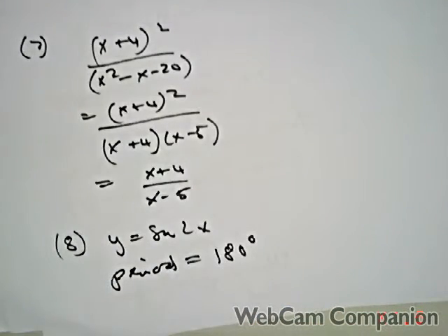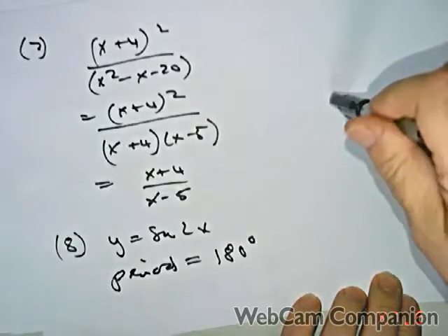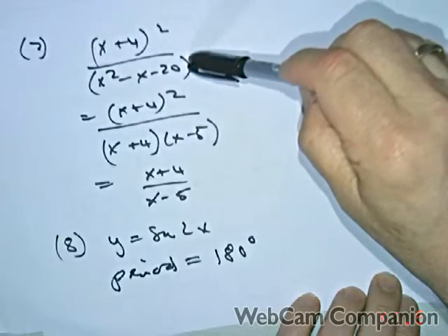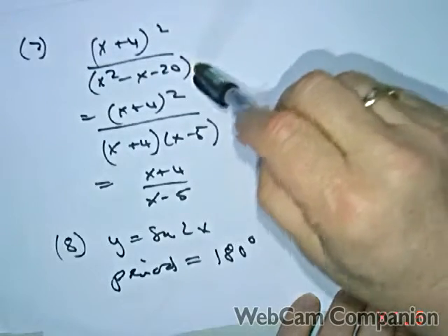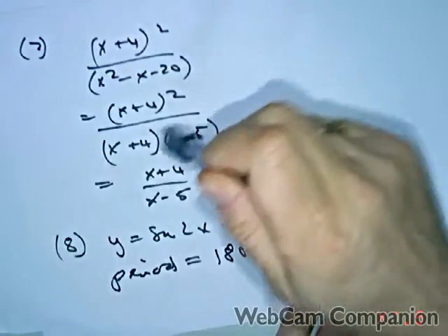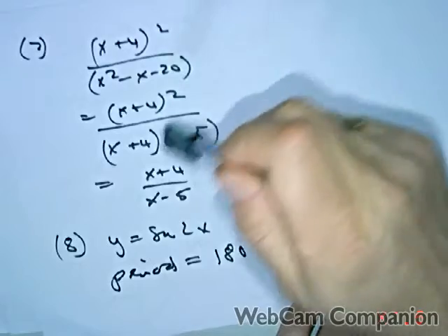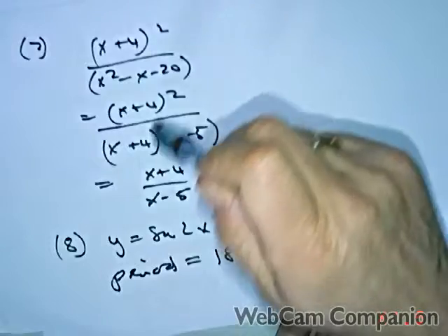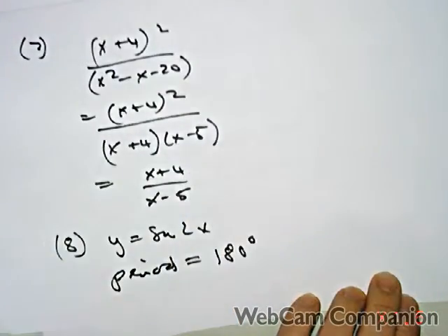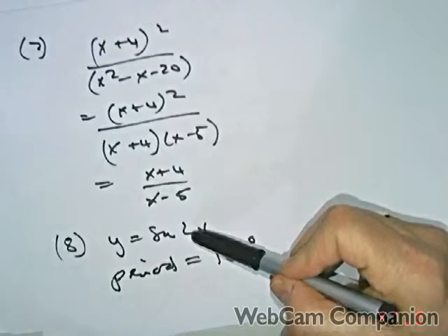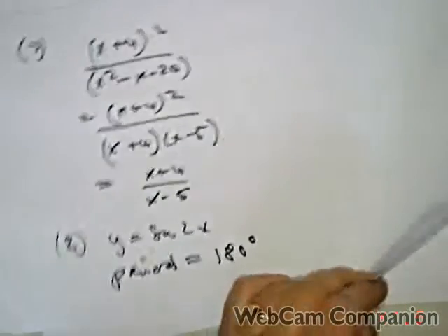So now we go on to question 7, which is the algebraic fraction. The clue here is x plus 4 squared, and that helps you factorise the bottom here, which is a trinomial, and one of the factors is x plus 4, the other is x minus 5. 4 times minus 5 is minus 20, and plus 4 and minus 5 gives us minus 1. And then one of the x plus 4s cancels out with the one on the bottom, and you get the answer x plus 4 over x minus 5. Then number 8, straightforward. Period, well there's 2 of them in 360, so the period's 180.